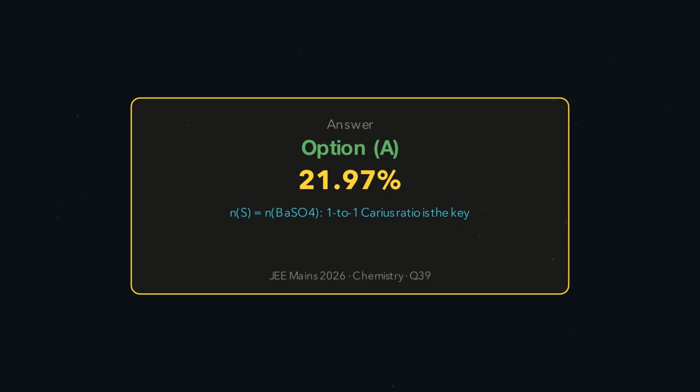Mass of sulfur and mass of barium sulfate are always in a fixed ratio of 32 to 233.